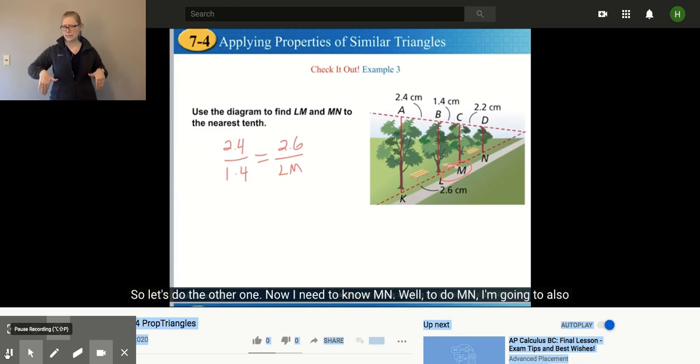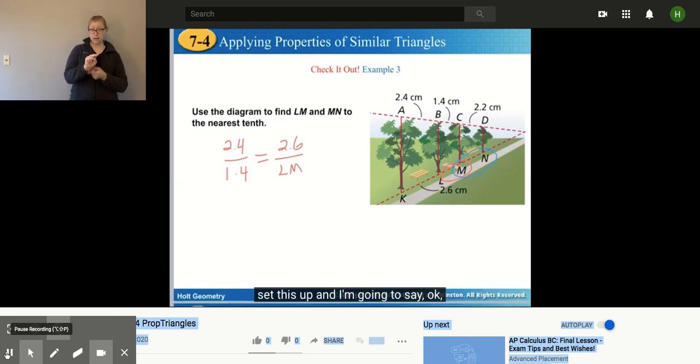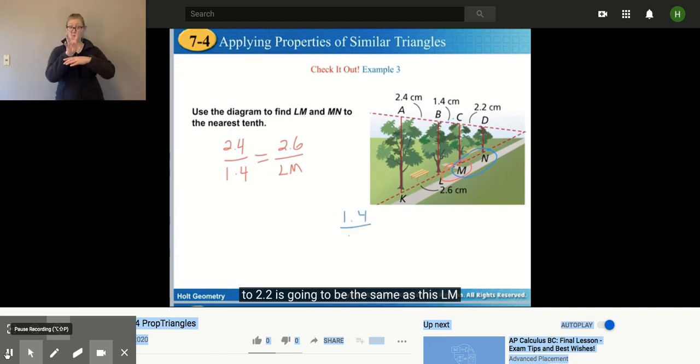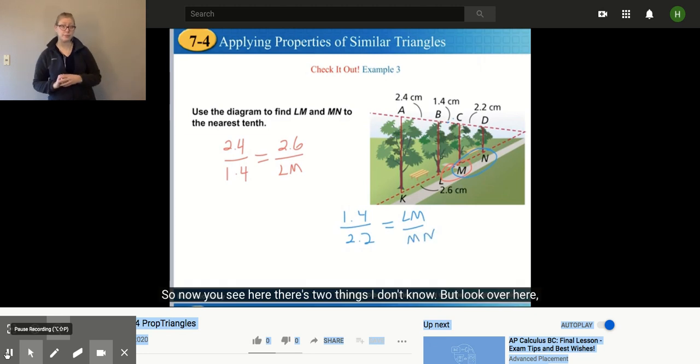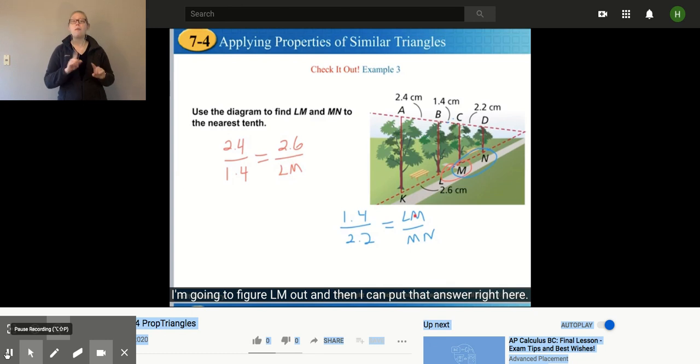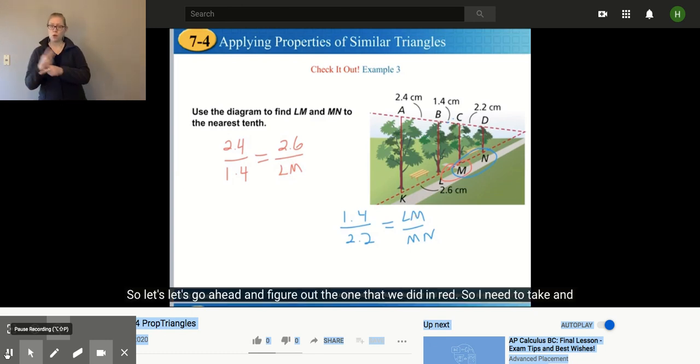So let's do the other one. Now I need to know MN. To do MN, I'm also going to set this up. If I take BC to CD, so 1.4 to 2.2 is going to be the same as LM to MN. Now you see there are two things I don't know. But look over here, I'm going to figure LM out, and then I can put that answer right here. So let's go ahead and figure out the one that we did in red.